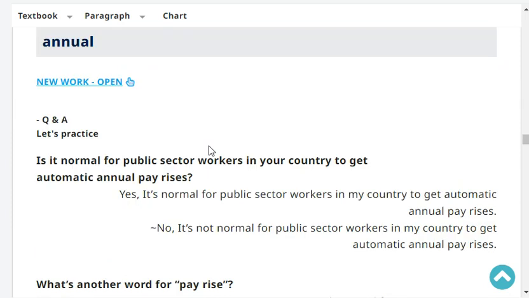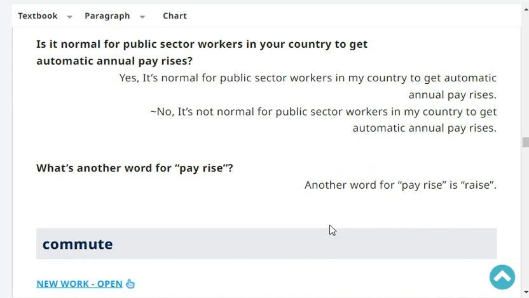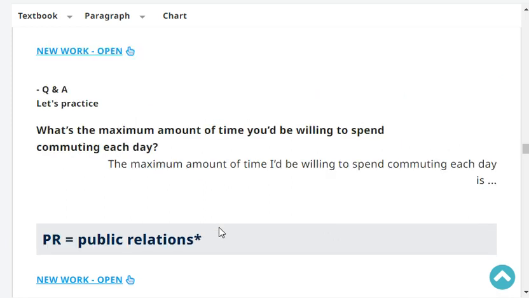Very good. Okay, is it normal for public sector workers in your country to get automatic annual pay rises? Yes or no? Yes, it's normal for public sector workers in my country to get automatic annual pay rises. Very good. What's another word for pay rise? Another word for pay rise is raise. Very good.